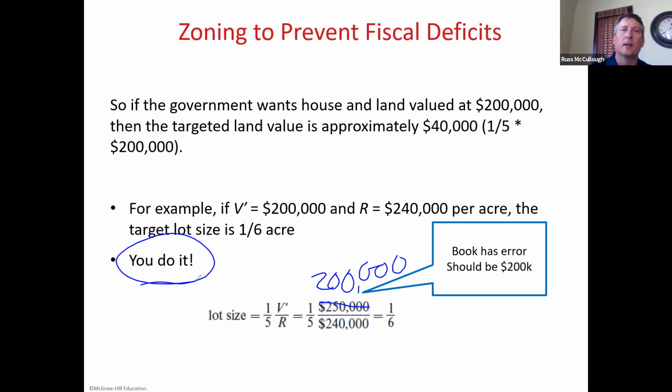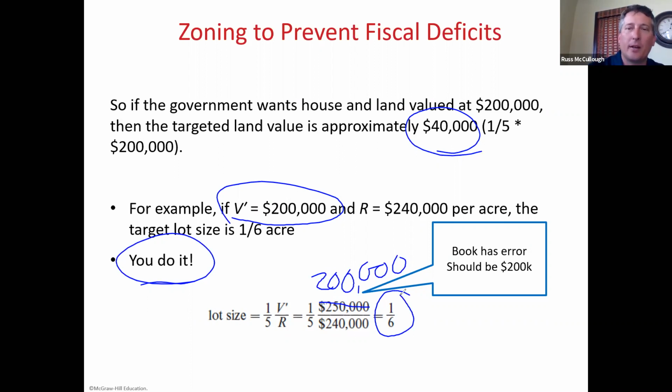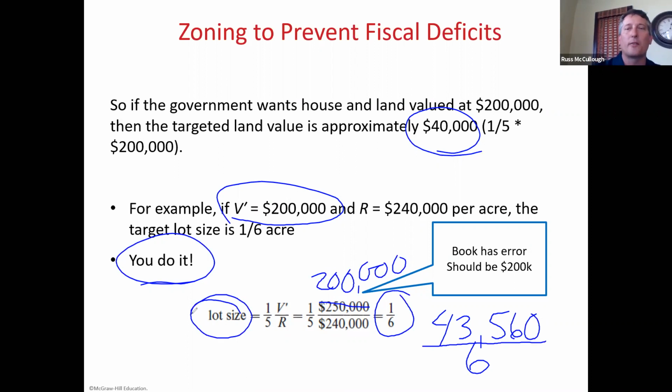Pull out the calculator. Again, the city is trying to get to a $200,000 value, which means a $40,000 lot. So 40,000 divided by the 240 gives you a lot size of 1/6 of an acre. And if you remember, there are 43,560 square feet in a single acre. So that divided by 6 would give you the lot size in square feet that they need. I'll let you guys do that on your own.